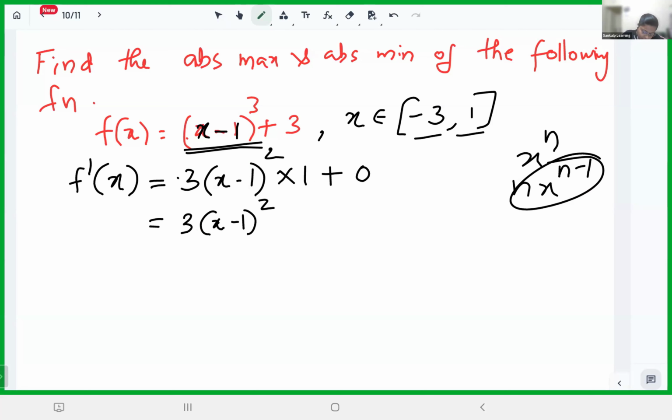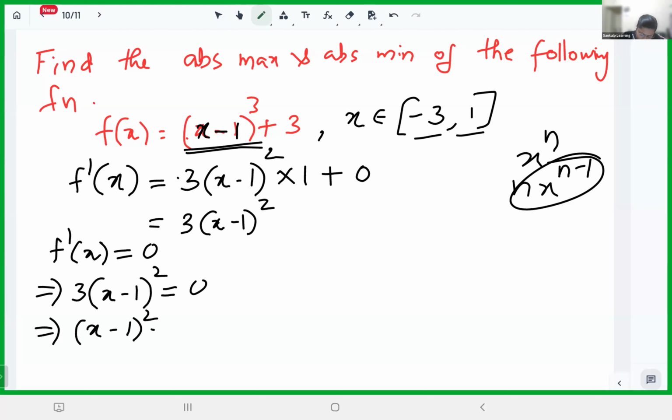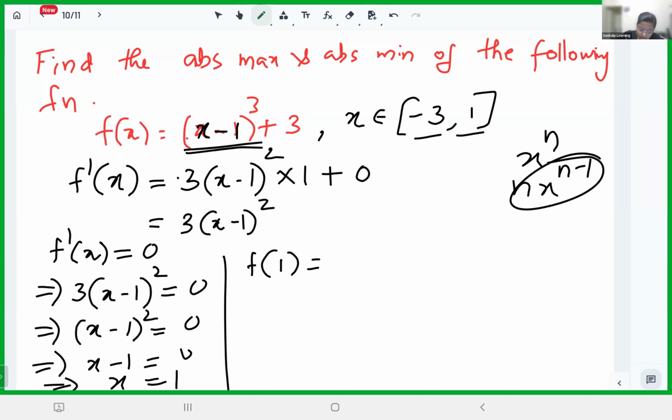Now put f dash of x equal to 0, which implies 3 into (x minus 1) the whole square is equal to 0. That implies (x minus 1) the whole square equal to 0, which implies x minus 1 equal to 0, that is x equal to 1. So x equal to 1 is a critical point. Now we have to substitute this critical point in the given function to get the value of the function at the critical point. So f of 1 is equal to (1 minus 1) the whole cube plus 3. Cube of 0 is 0 itself, 0 plus 3 is equal to 3.